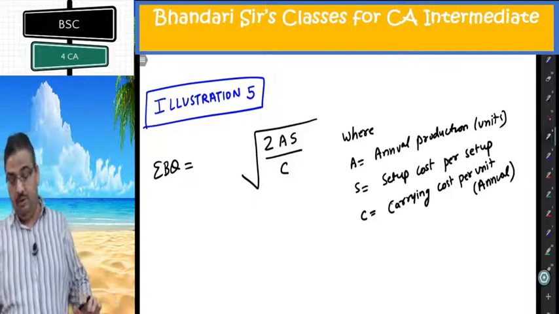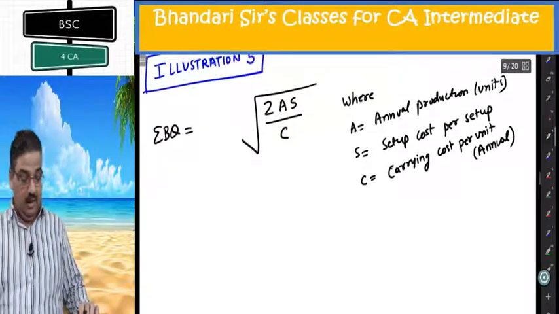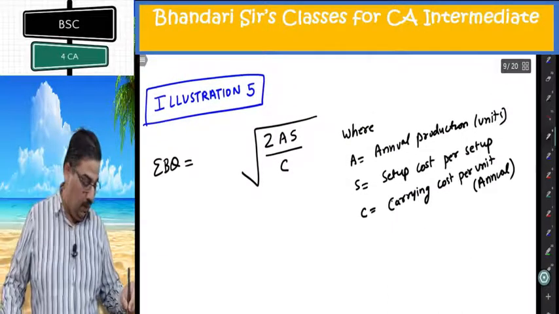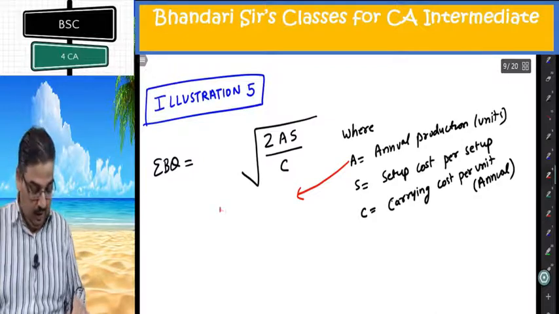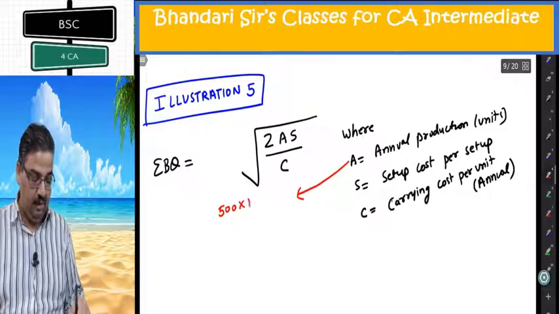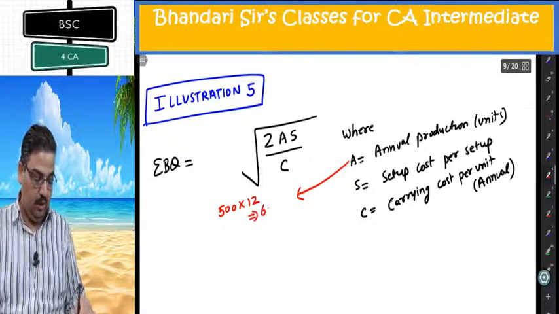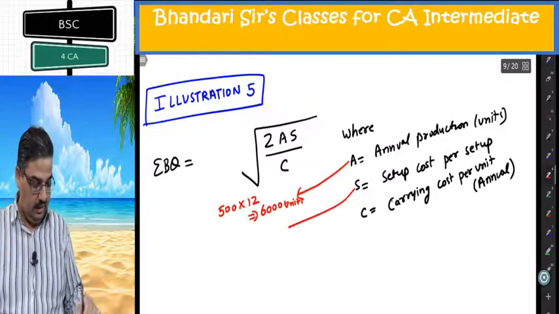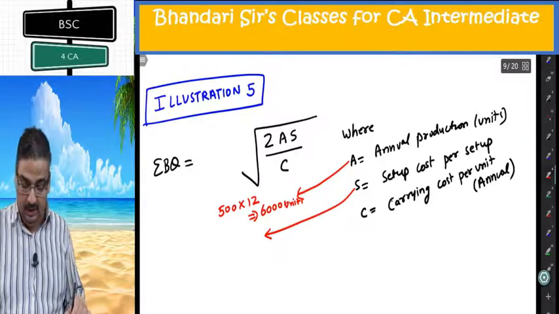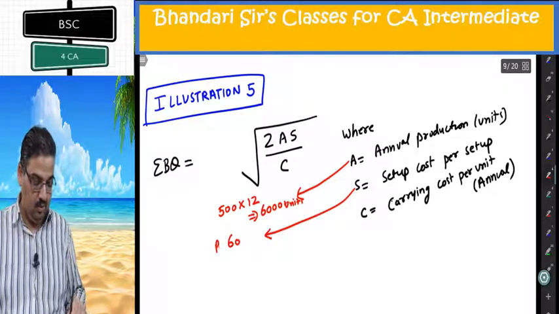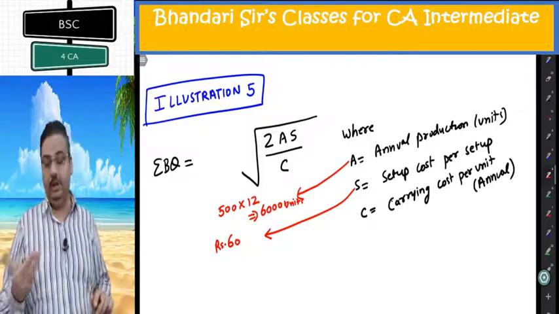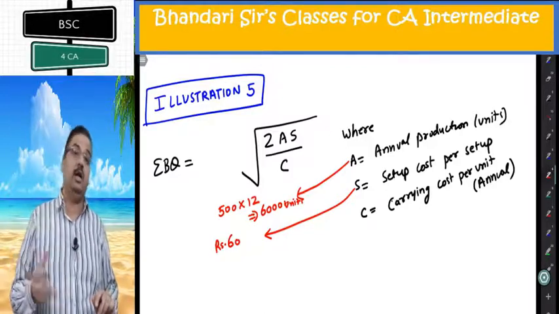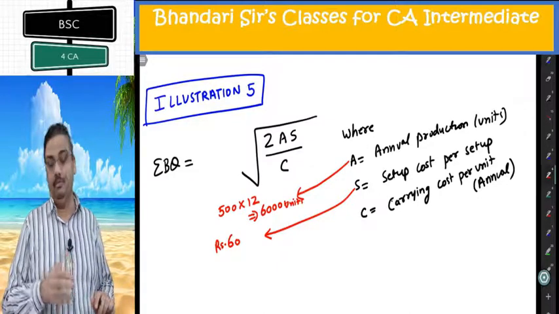So illustration number 5, it tells me annual requirement, annual production 500 units into 12. 500 is monthly. So annual production will be 6,000 units. Setup cost per setup given there 60 per batch. For creating one batch, the setup cost is 60 rupees. So per batch, per setup, per production run, one and same thing.